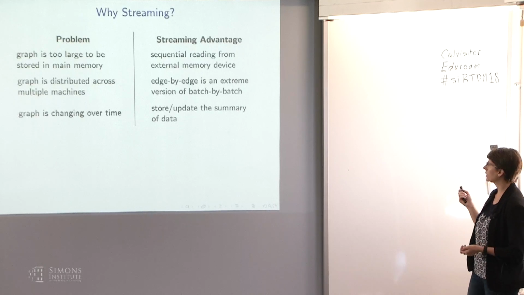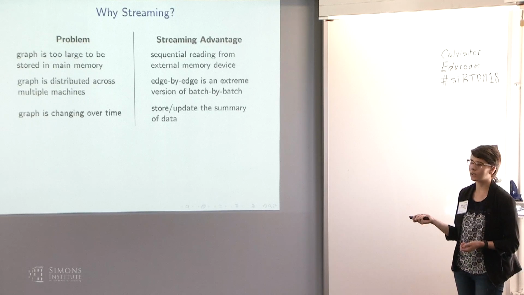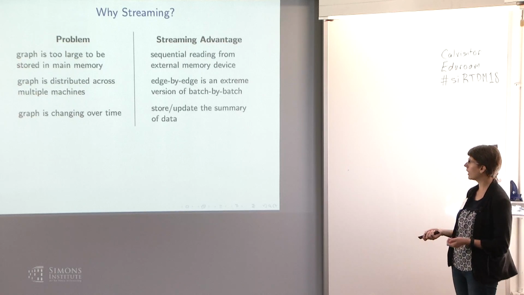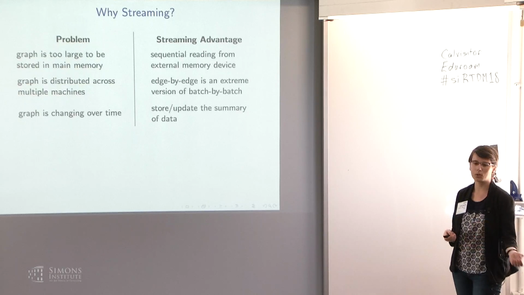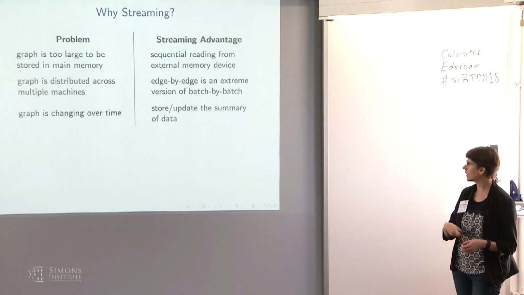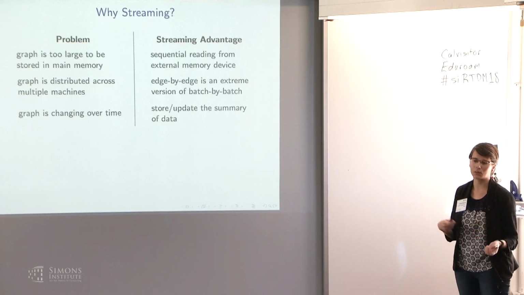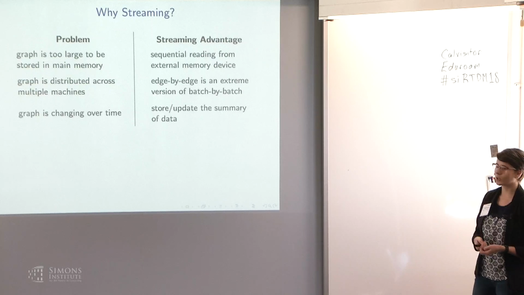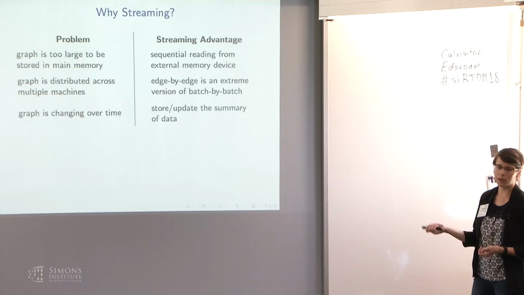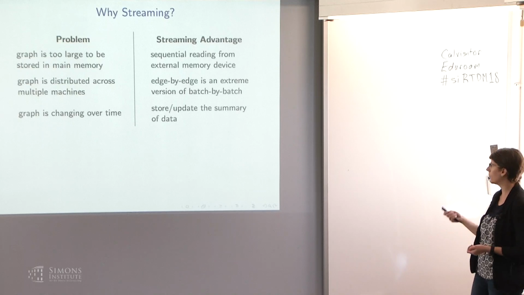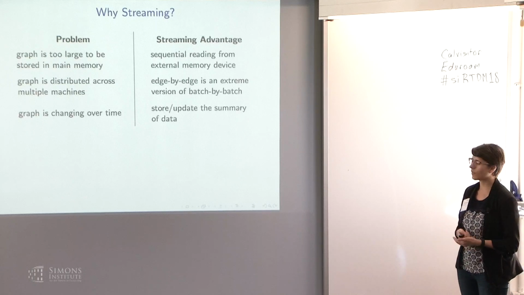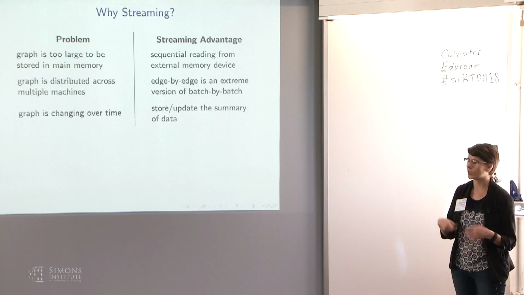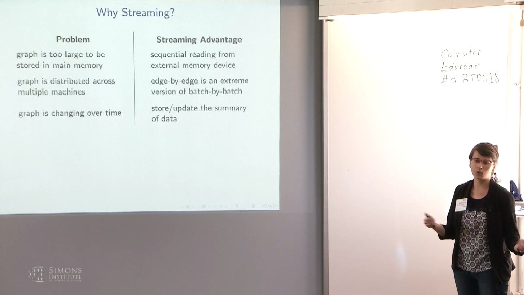So why do we want to use this model? First, as I mentioned, we're assuming that the graph is really large, so it doesn't fit into main memory. And then if we're reading it from some sort of external memory device, then this sequential reading can be faster than random access. The graph can also be distributed across multiple machines, in which case our edge-by-edge approach is just an extreme case of batch-by-batch. And finally, the graph can be changing over time. And streaming allows us to store and update just the summary of the data as opposed to the entire data set.